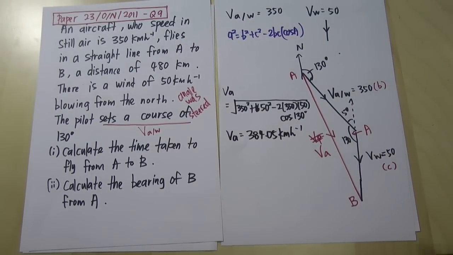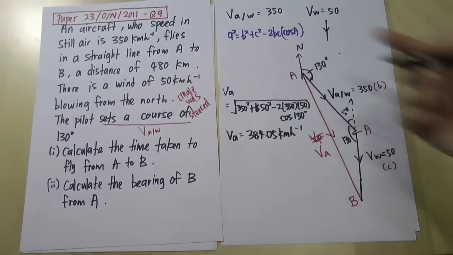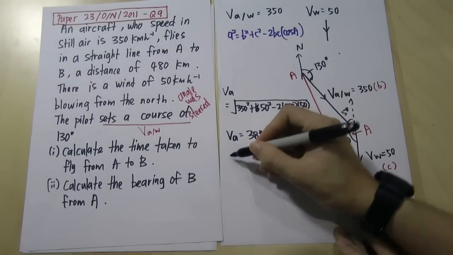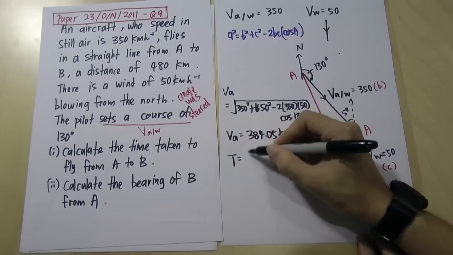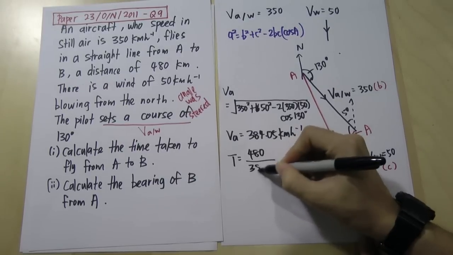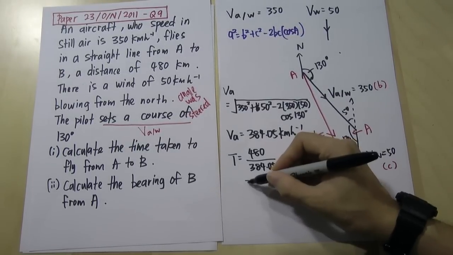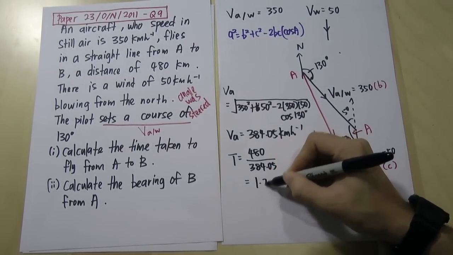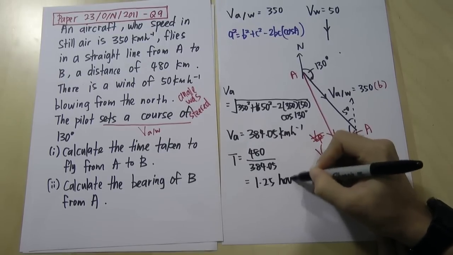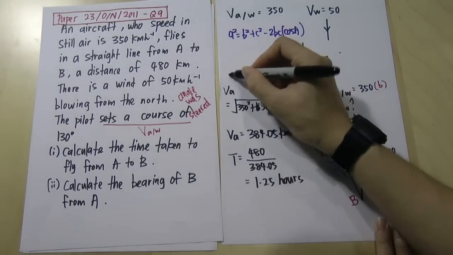Of course, we need to know the distance from A to B, which is 480 km. Okay, it's given. So we want to find time equals to distance, 480 km, divided by speed, 384.05. So 480 divided by my answer, I will get time is 1.25 hour. Alright, you can change hour to minute if you want, but in this case I don't think it's necessary.